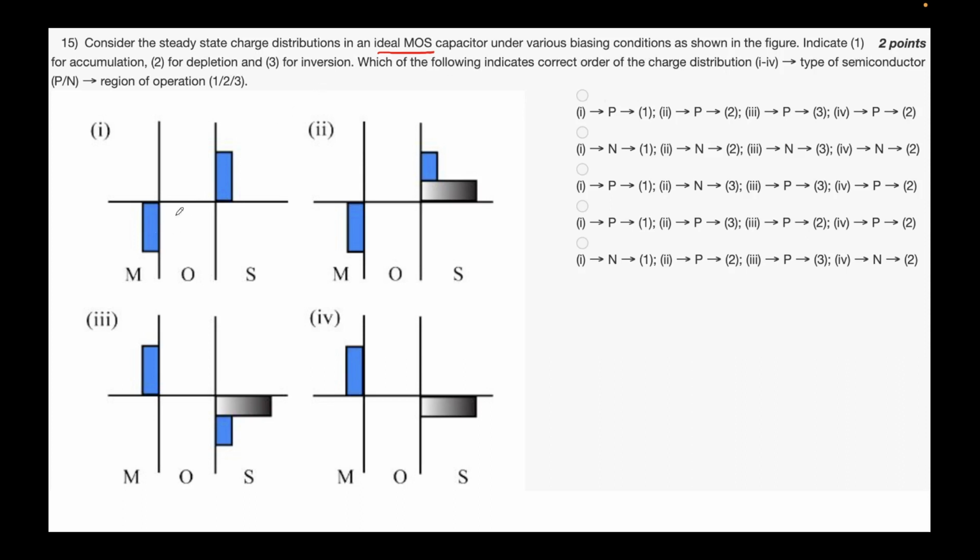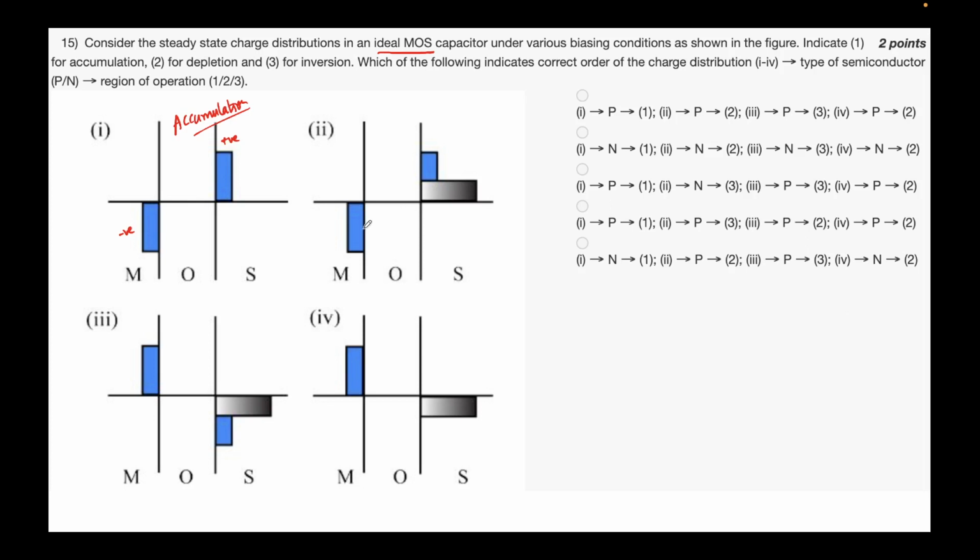So for instance, let's try to identify this one. You can see on this side of the semiconductor we have a negative charge. These are charge profiles. So this is a negative charge, this is a positive charge, and you can clearly see there is no depletion happening. Depletion is denoted by this gray color. So no depletion is happening here, right? So this is accumulation. Remember the four regimes: this is not flat band because we can clearly see some charge. There is no depletion, and if depletion is not there, inversion cannot be there. So this has to be accumulation.